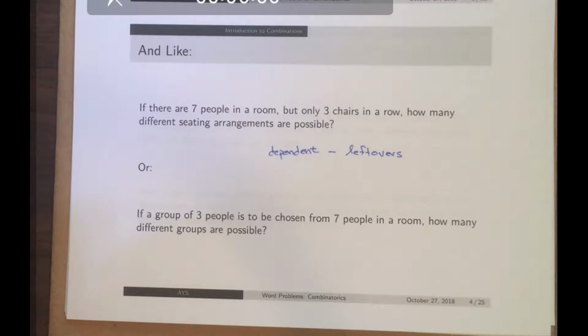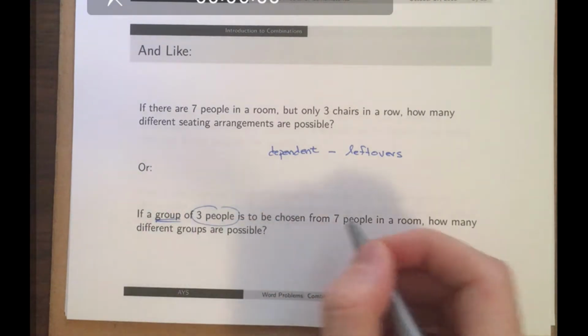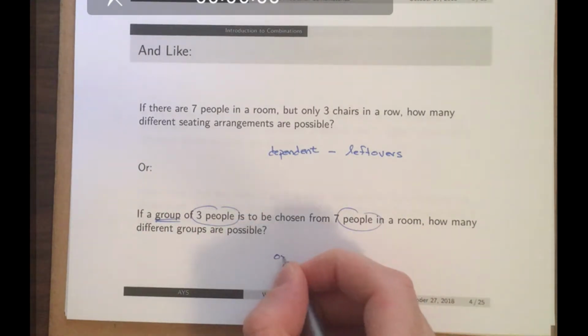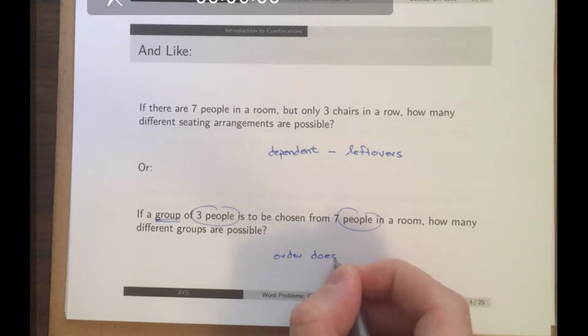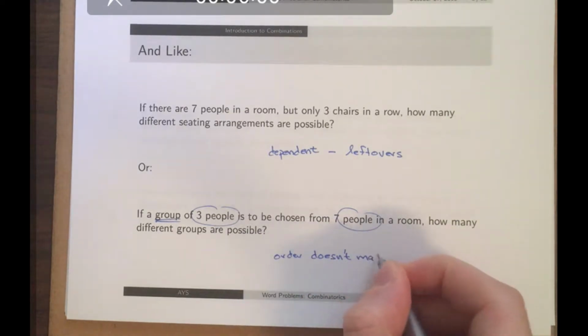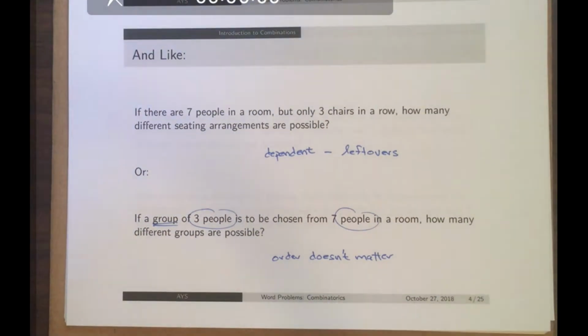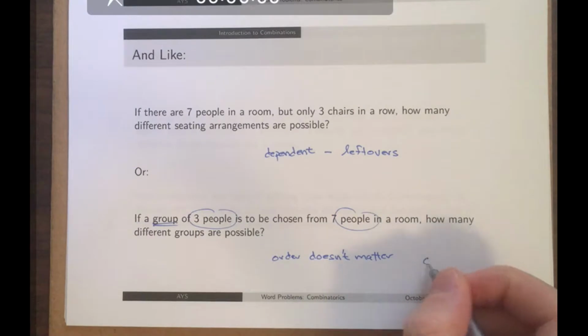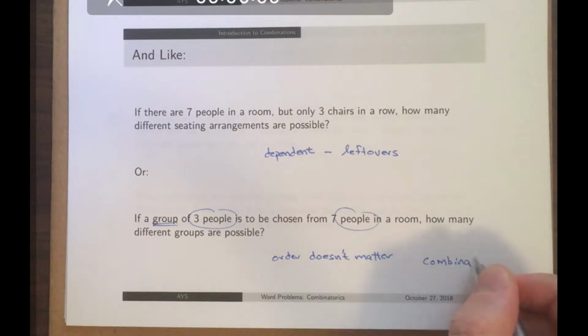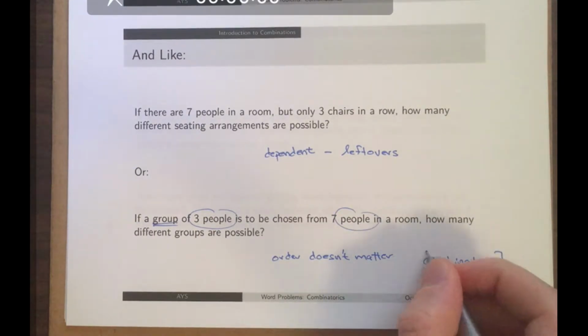Then we have, if a group of 3 people is to be chosen from 7 people, so we have a group of 3, we have 7 choices. So this is order doesn't matter. I just need to choose 3 people from the 7 to join an orderless group, maybe student council. This one I'm going to call combination. That's the math term we use, combination. Just a combination of students.